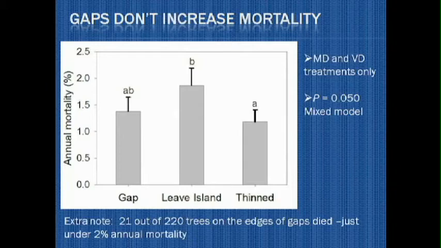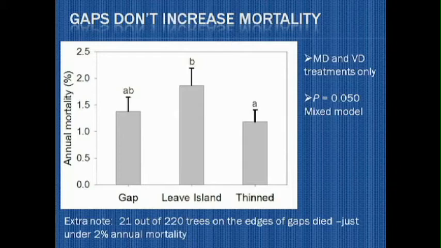And the gaps are kind of intermediate between the thinned matrix and the leave islands or the control. And so there's no real strong evidence that gaps are increasing mortality. Another way to think about that is to look at the trees directly on the edges of the gaps. And there were 220 of those trees.